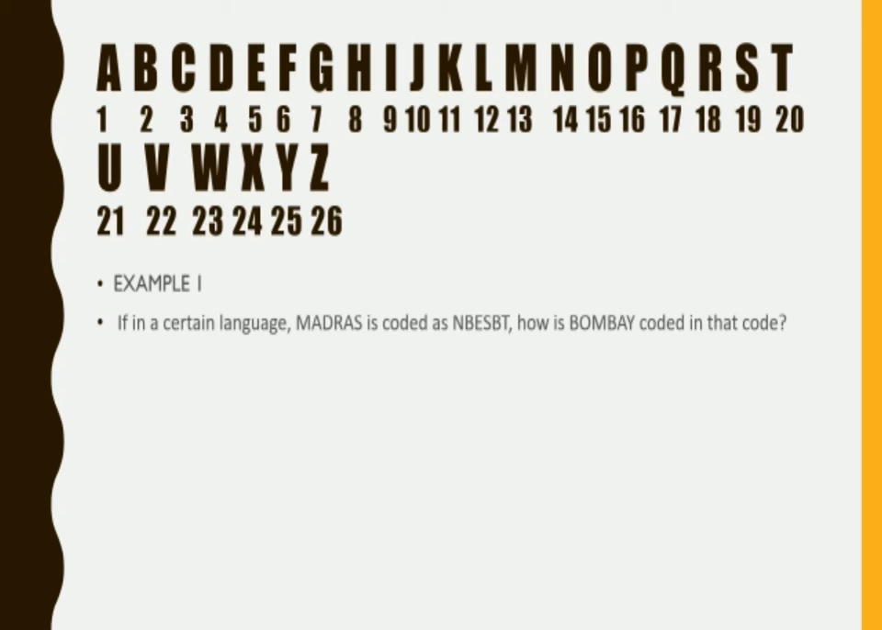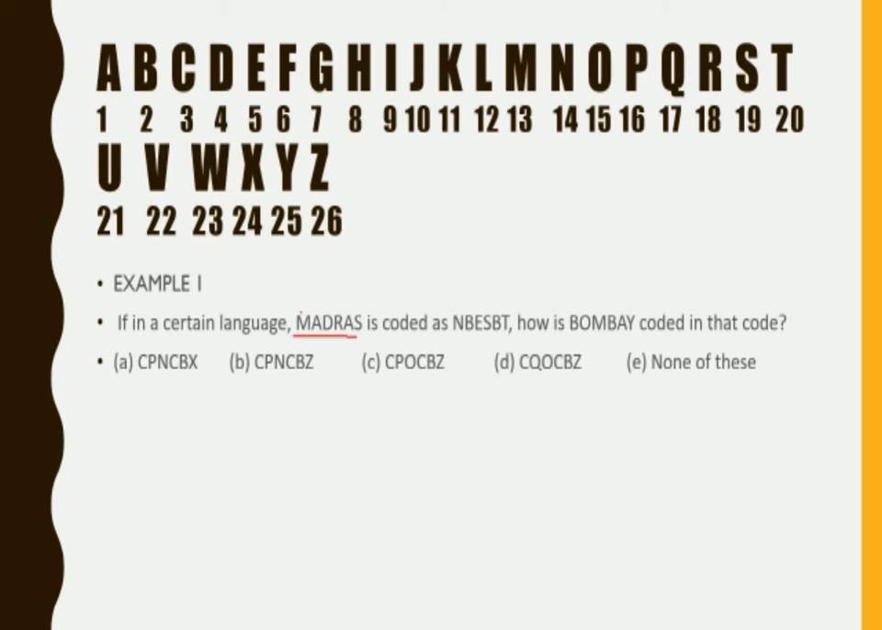Consider this example. If in a certain language Madras is coded as NBESBT, how is Bombay coded in that code? Your options are given below. Now, let's look at this word Madras.